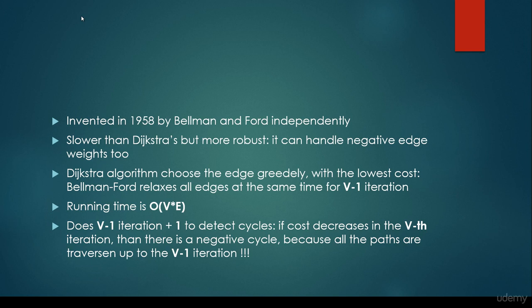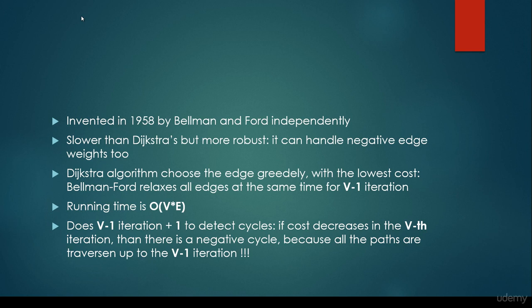On the other hand, the Bellman-Ford algorithm relaxes all edges at the same time for V-1 iterations, where V denotes the number of vertices. And basically this is the most crucial difference between Dijkstra's algorithm and the Bellman-Ford algorithm. Dijkstra's algorithm relaxes a single edge at a time. Here, the Bellman-Ford algorithm relaxes all edges at the same time, but several times, for V-1 iterations.